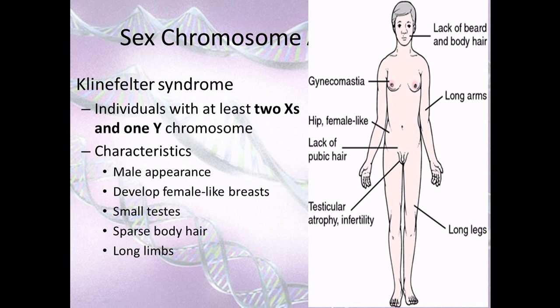So they have male appearance. They develop female-like breasts. They actually have small testes for development. They're usually really tall, but they have feminine characteristics. Gynecomastia means they have breast-like tissue. They don't grow facial hair very easily. They find this is pretty common. They just have that extra X, which gives them more of a feminine characteristic. And they're usually really tall.